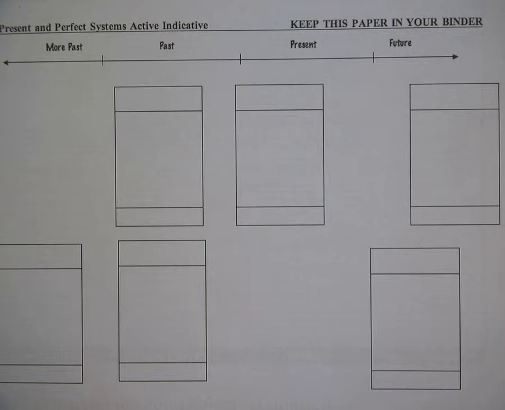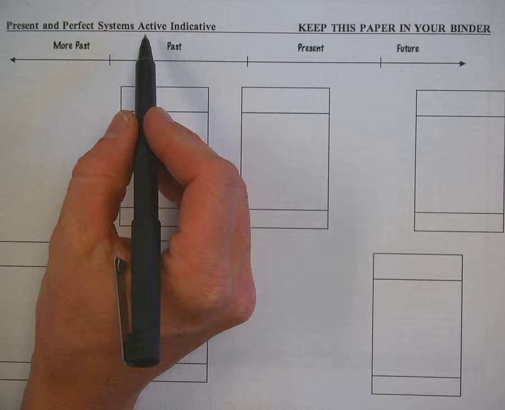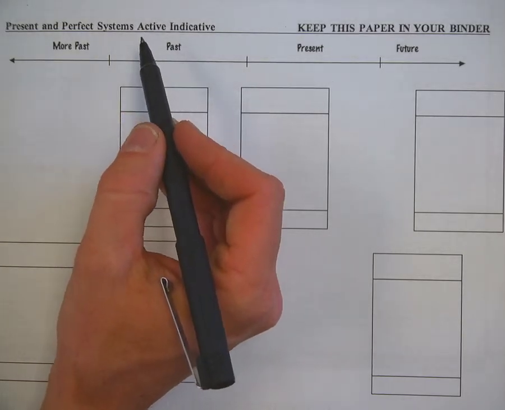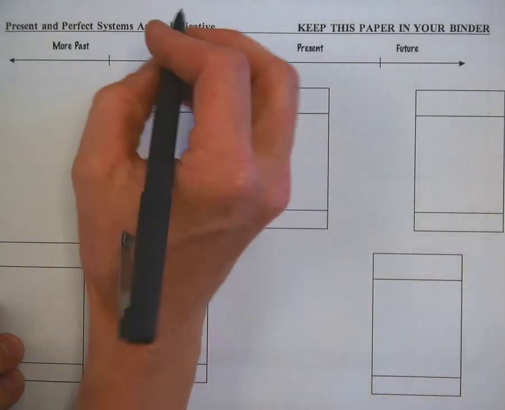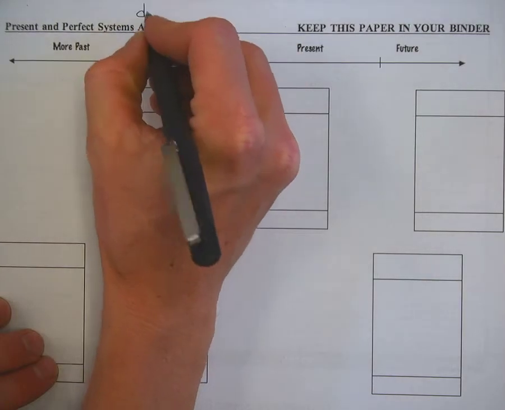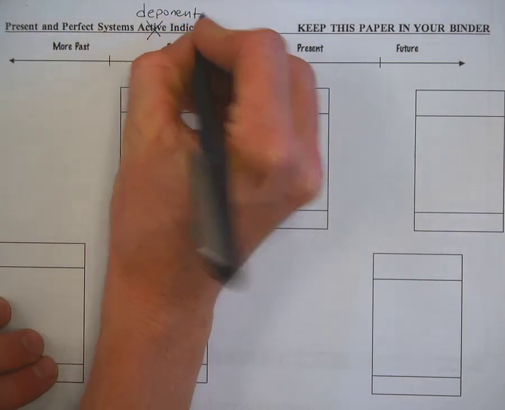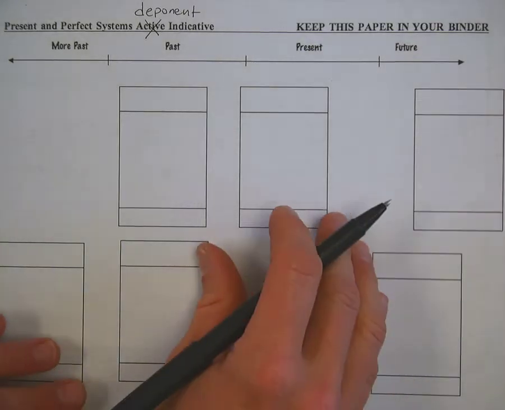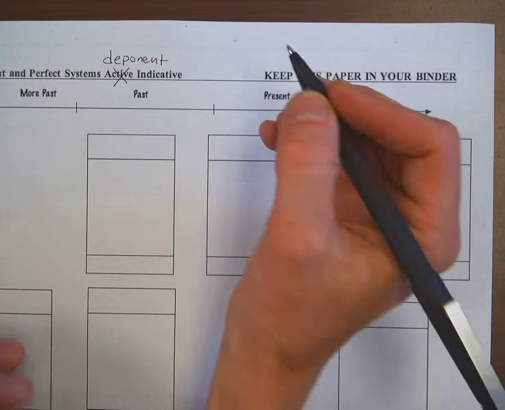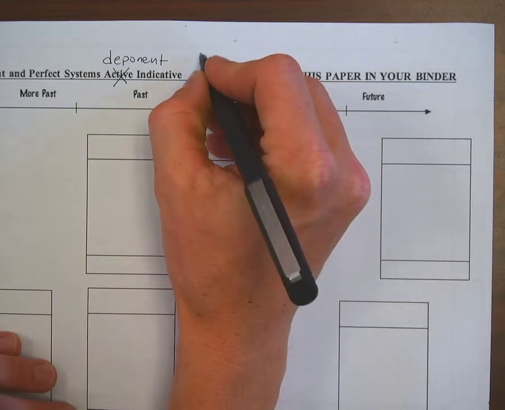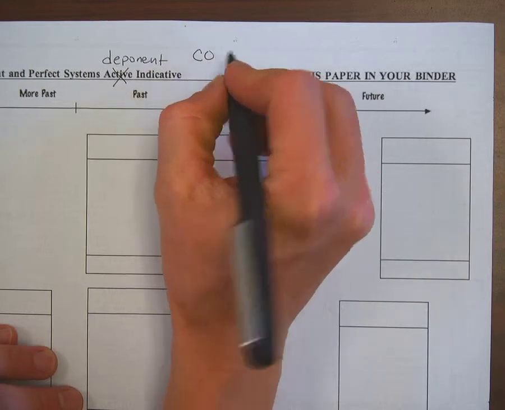Now, remember, with a deponent, when we say active here, a deponent is active in meaning, but it's always passive in form. So technically, we don't really call it active. We call it present and perfect systems deponent indicative for a deponent word. I'm going to use the word conari, which means to attempt or try, as our example, because it is a first conjugation.